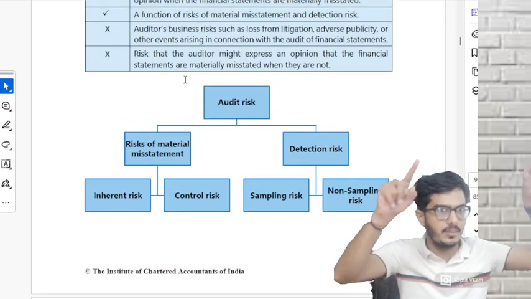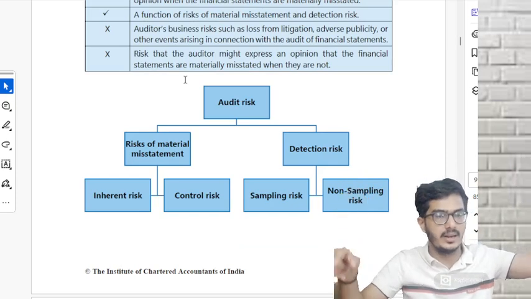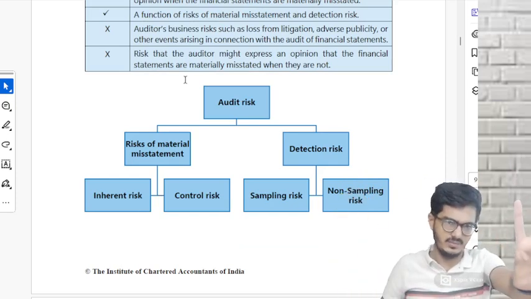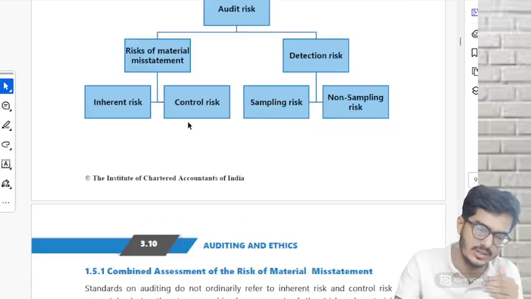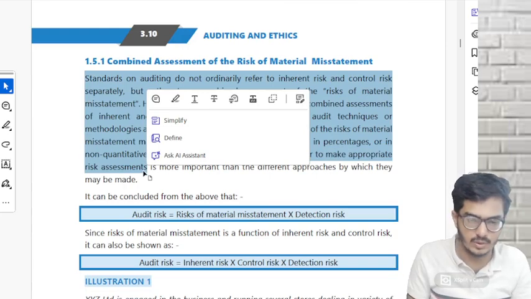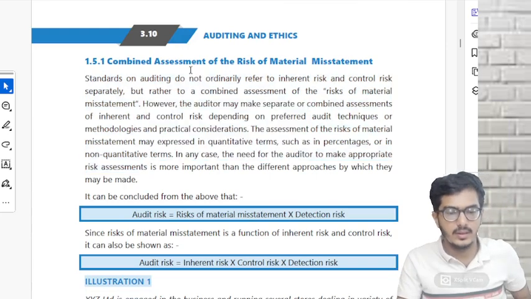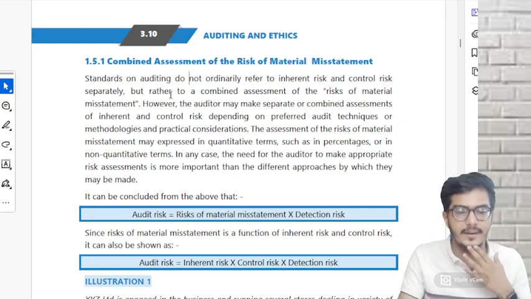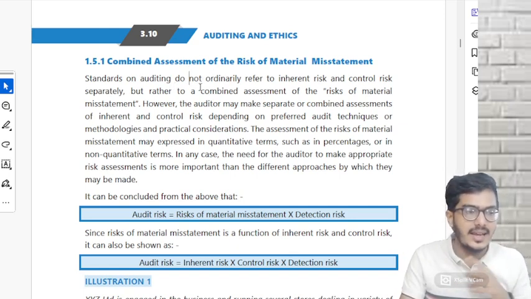Audit risk is nothing but ROMM and detection risk. ROMM is nothing but inherent risk and control risk. Detection risk has two reasons: sampling risk and non-sampling risk. Combined assessment of ROMM. Write something over here, no? Combined assessment of ROMM. Write it. SAS, SA, standards on auditing.